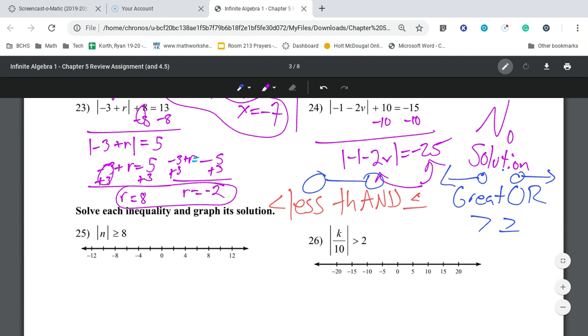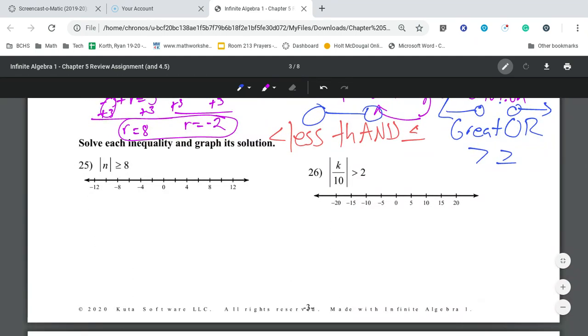Similar steps. Step 1, absolute value by itself, check. Step 2, two inequalities. N greater than or equal to 8. It's great or. N less than or equal to. Inequality has to switch, and you make it negative. Solve. Nothing to solve. Less than or equal to 8 goes this way. Greater than or equal to 8 goes this way.